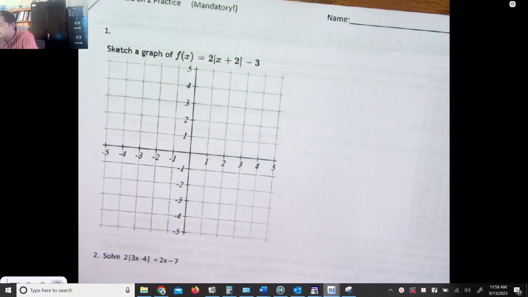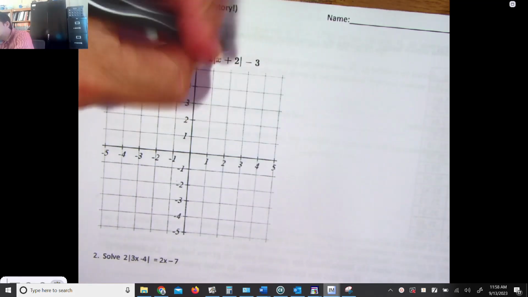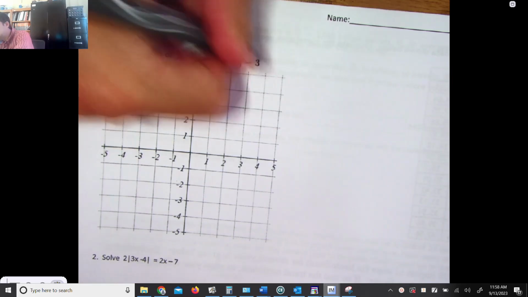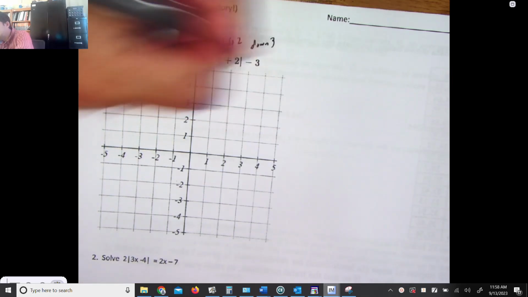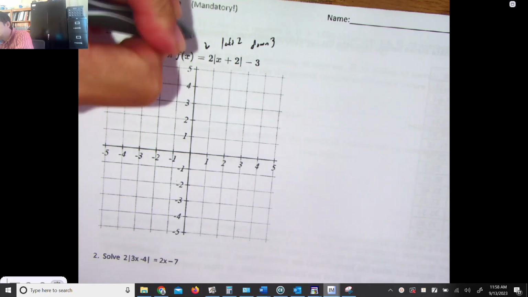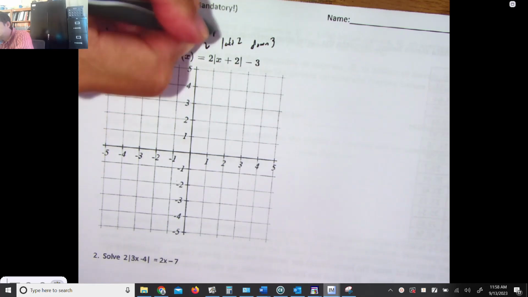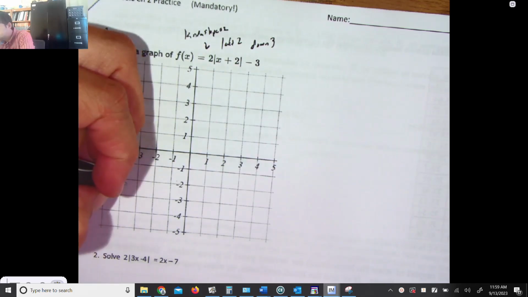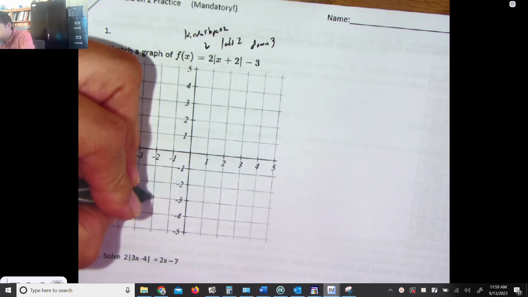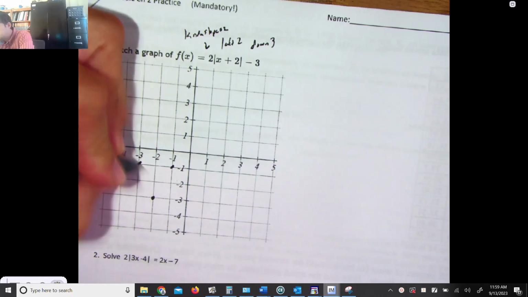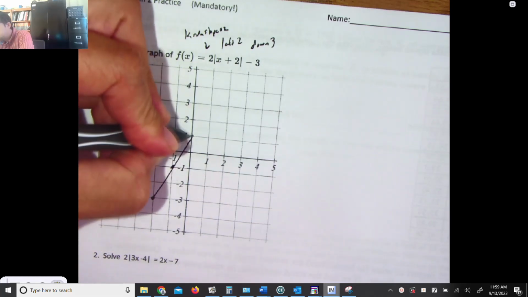I'm back at it. Everybody should get the first one right. That is left 2, down 3, kind of slope, equal to 2. So left 2, down 3, rise 2, run 1, draw a V.